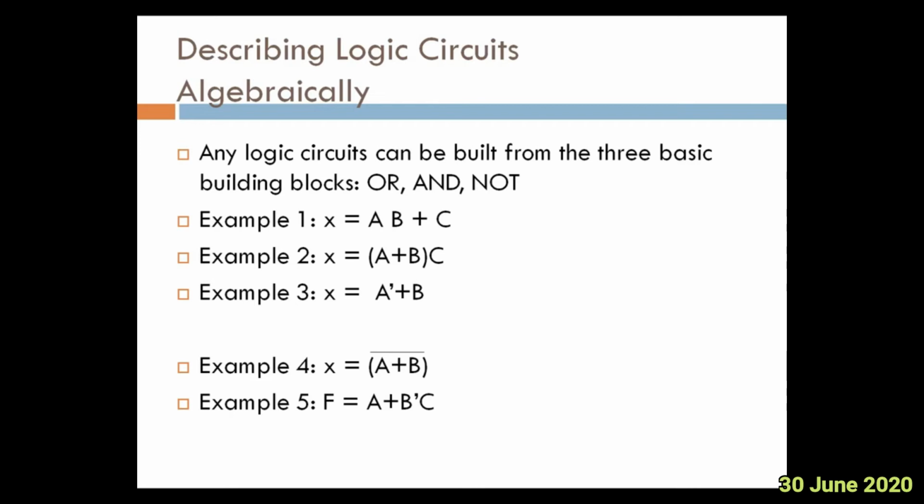First one, AB plus C. If I say AB, it is understood that it is A dot B, right? AB plus C. Second one, A plus B dot C. Then complement of A plus B. Then A plus B whole complemented, that is A plus B whole bar. And then the last one is F equal to A plus B dash C. Dash means complement, you can say. Now let us see how the diagrams are written for these, okay?